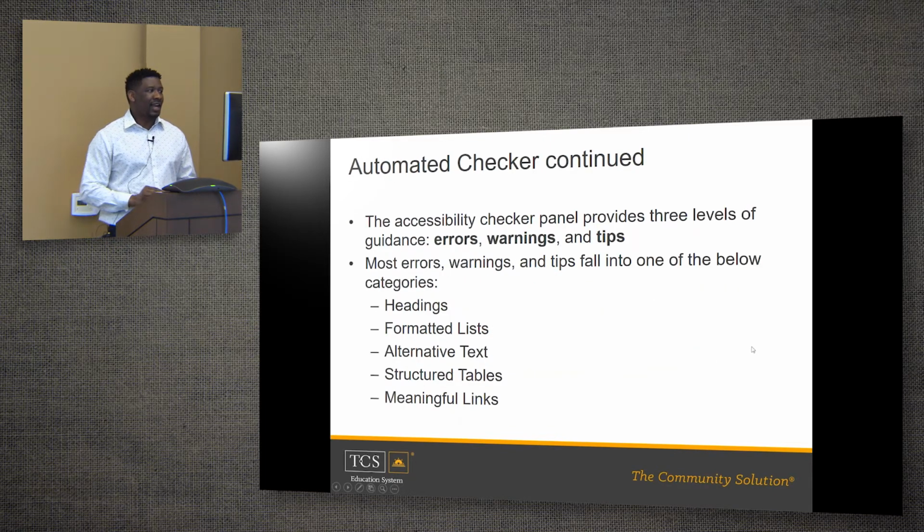So what the automated accessibility checker does is look for errors and then provide some warnings and tips. I'll show you what that looks like in Microsoft Word. It looks at some of the key things we just talked about that you should be mindful of when designing a document: proper headings, formatted lists, alternative text, tables, and meaningful hyperlinks.